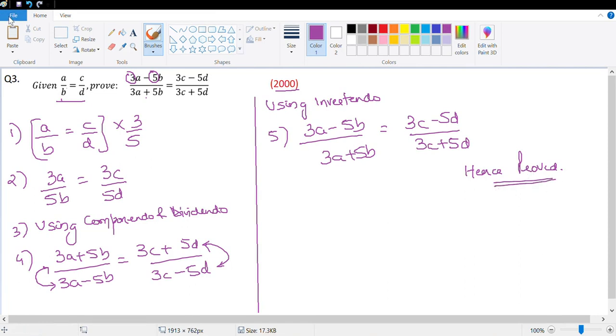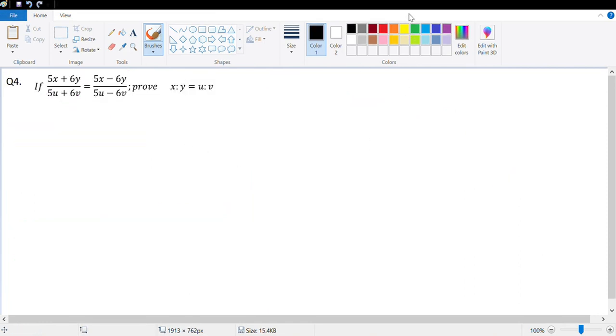The next question that we are doing is question number 4. It says if 5x plus 6y upon 5u plus 6v is equal to 5x minus 6y upon 5u minus 6v, we need to prove x is to y is equal to u is to v. Now notice if I have to use any form of alternando or any form of componendo and dividendo, then x and y have to be on the numerator and denominator. So maybe I can move denominator to numerator, numerator to denominator.